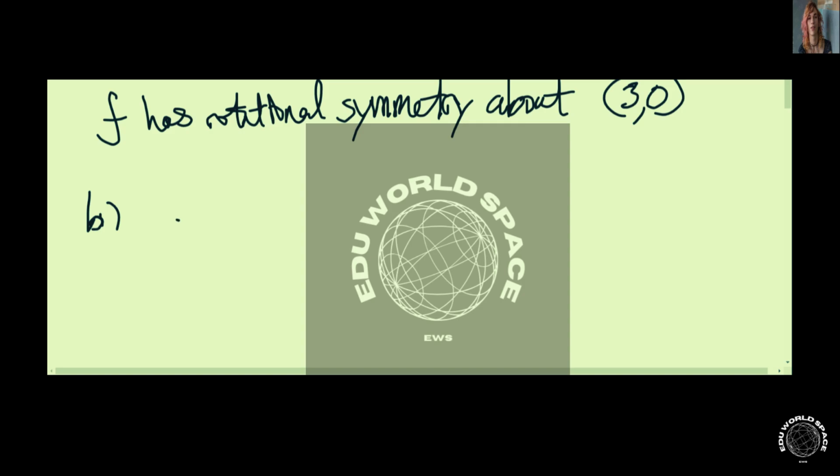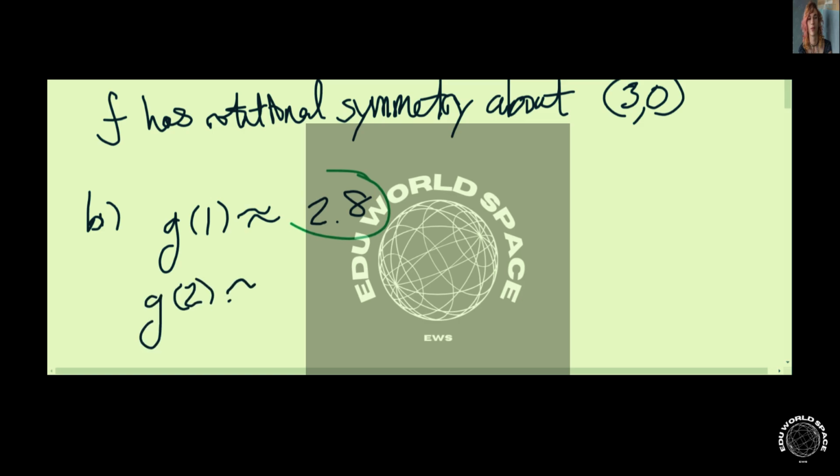And so, for example, you might calculate g of 1. Well, this is the area under f from 0 to 1, which is about 2.8. Likewise, counting squares again, g of 2 is approximately g of 1, which was 2.8, plus the area from x equals 1 to 2 under the graph of f, which is about 1.9. And so this is approximately 4.7.